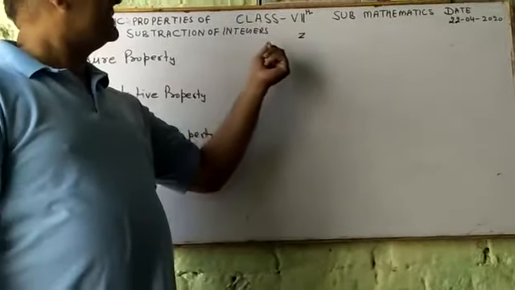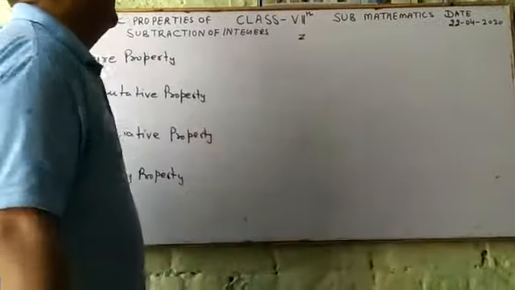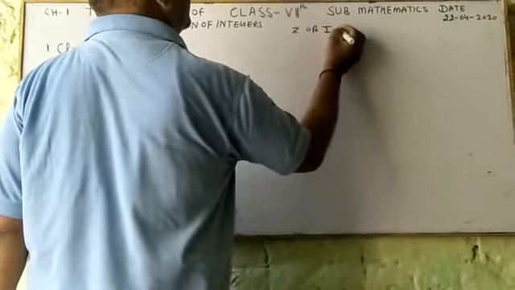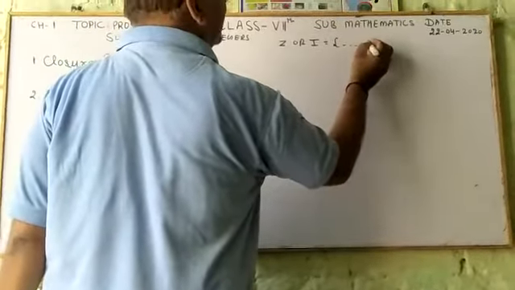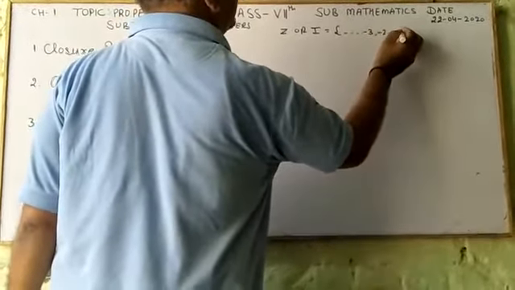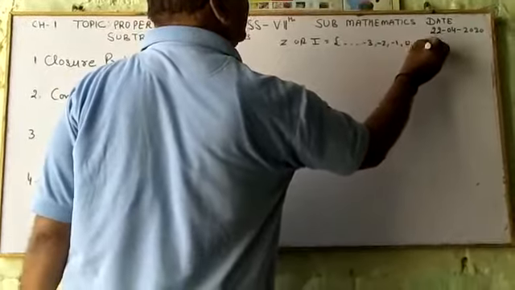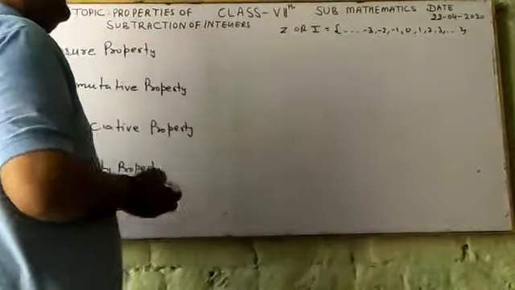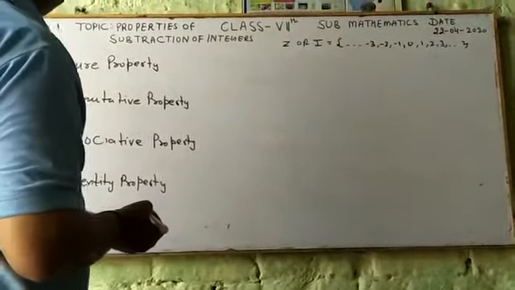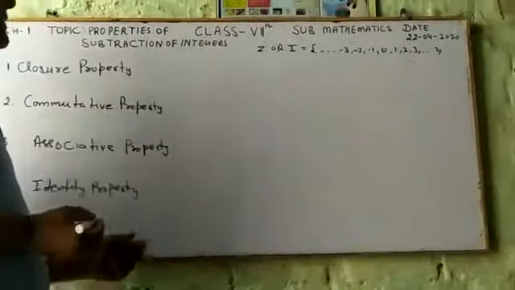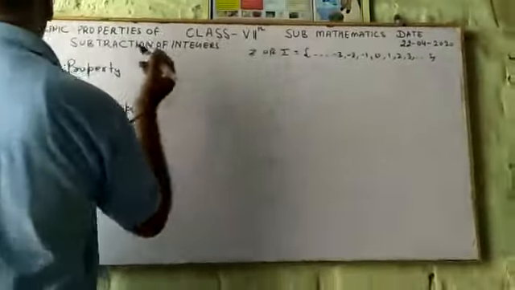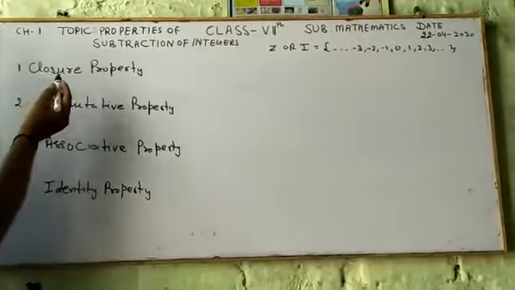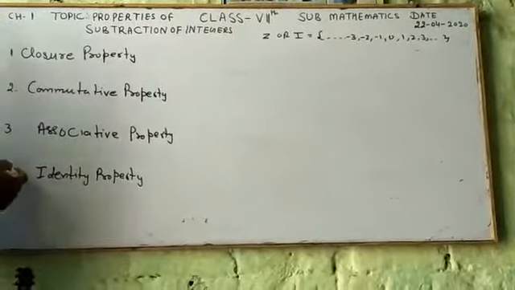We told you earlier that Z or I represents integers, and in integers we take all negative values, 0, and positive values, like 1, 2, 3 positive and -1, -2, also including 0. We are taking numbers here. For the properties of subtraction of integers, there are 4 properties we discussed.